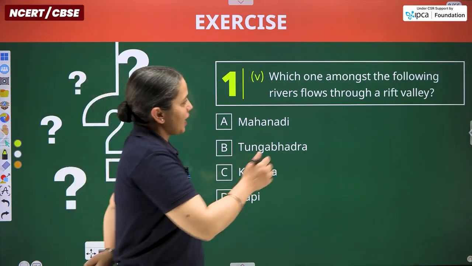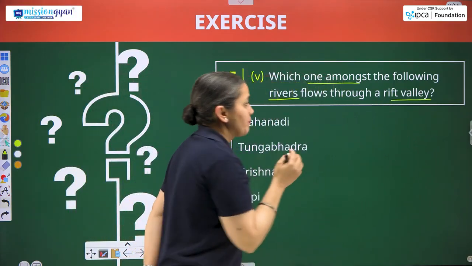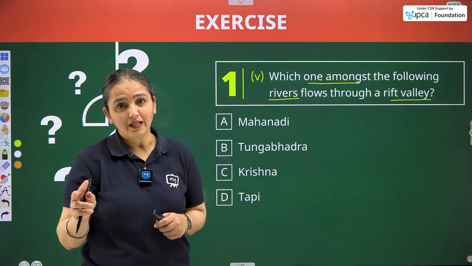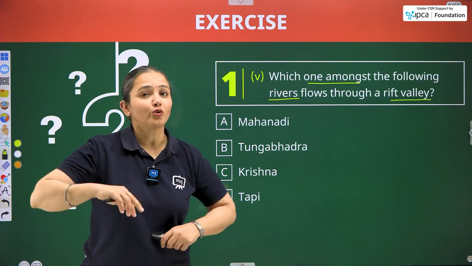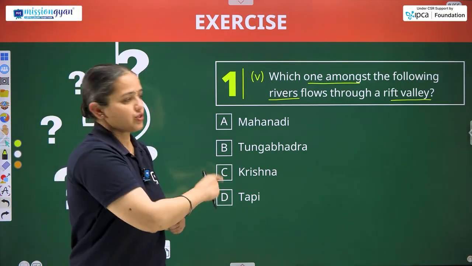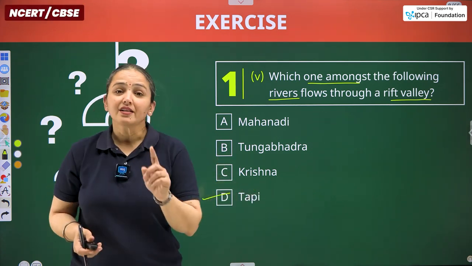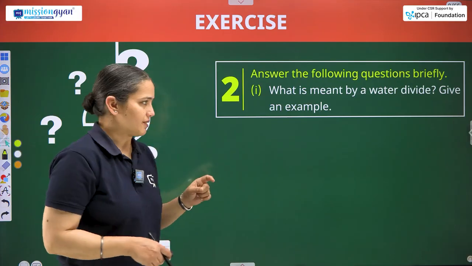Next is, which one amongst the following rivers flows through a rift valley? Although two peninsular rivers flow through the rift valleys, in here we have to pick the name of one river that is mentioned, and that is Tapi. Besides Tapi, it is the Narmada river. Both of these flow within the rift valley itself.